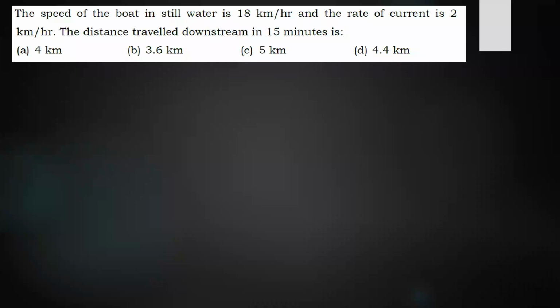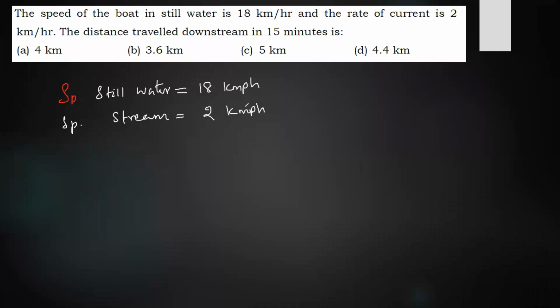Thank you, Santosh, for the response. Okay, the next question. The speed of the boat in still water is 18 km per hour. The rate of the current is 2 km per hour. So we know the still water speed, 18 km per hour, and the speed of the stream, 2 km per hour, right?